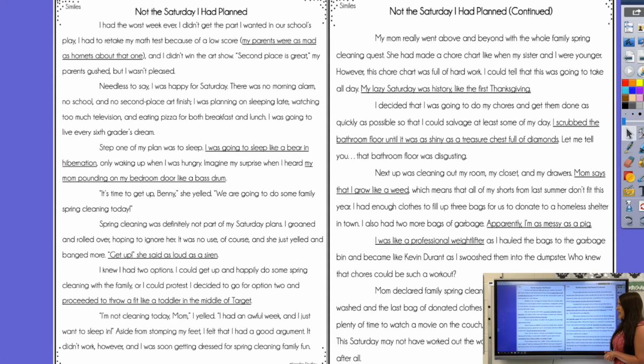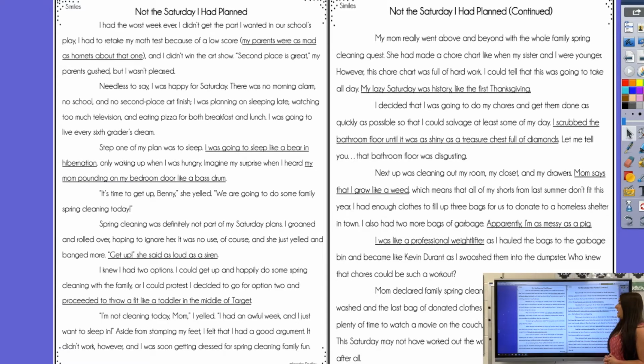Imagine my surprise when I heard my mom pounding on my bedroom door like a bass drum. "It's time to get up, Benny," she yelled. "We are going to do some family spring cleaning today." Does that sound like fun to you? I wonder if Benny thought it was fun. Spring cleaning was definitely not part of my Saturday plans.